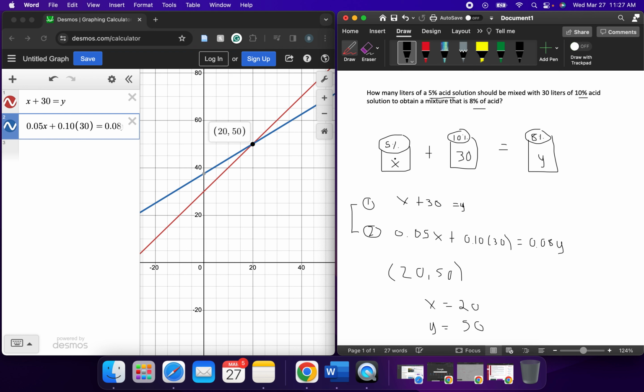So this x here, we're going to need 20 liters of our 5%. Add that to the 30 liters of the 10% to get 50 liters of our 8%. And that is how you solve a mixture problem using Desmos.